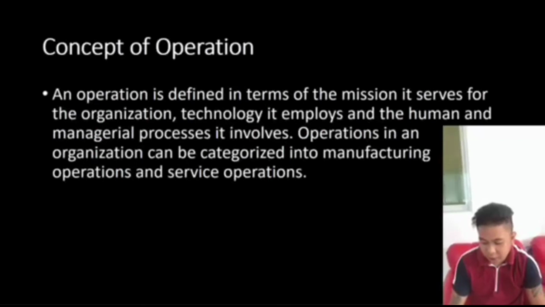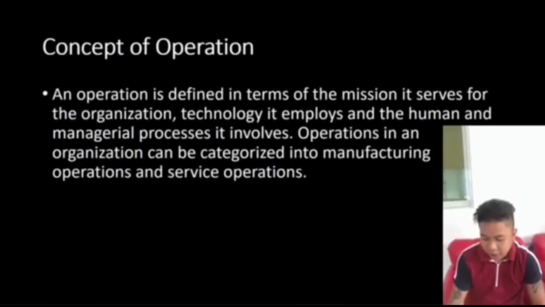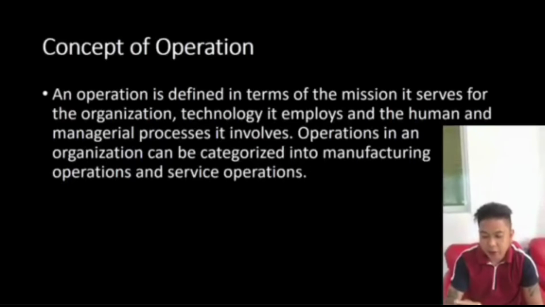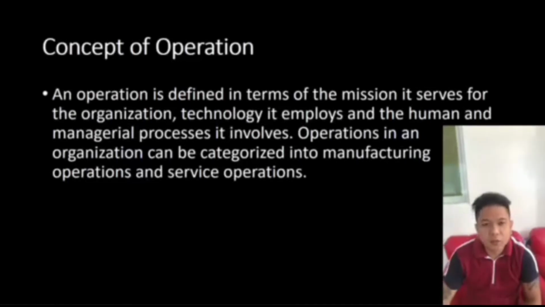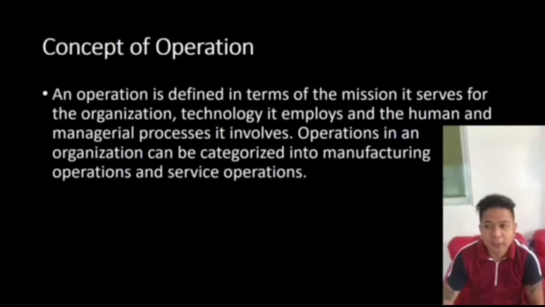Next is the concept of operation. So an operation is defined in terms of the mission it serves for the organization, technology it employs, and the human and the managerial process it involves. Operation in the organization can be categorized into manufacturing operations and service operations. So there are two categories of operations in an organization.